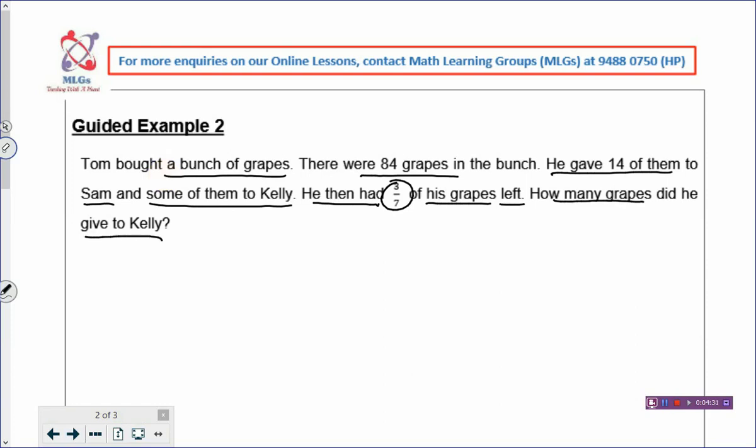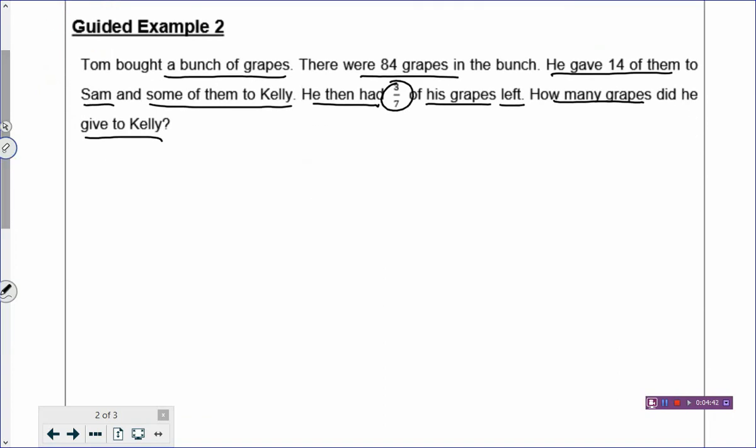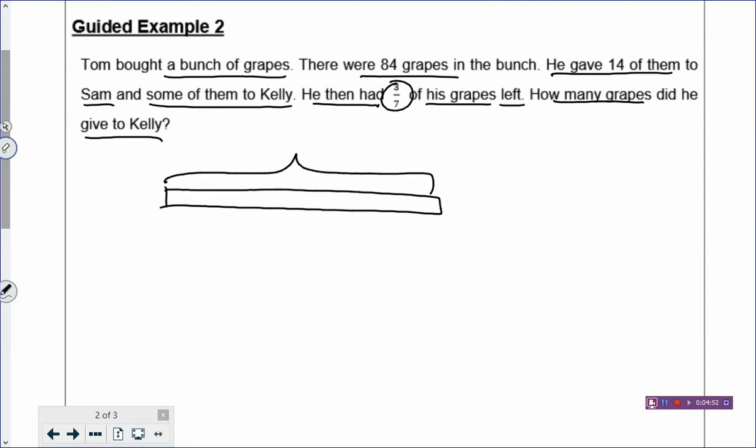Now when we draw the model, we always start from the beginning. All right, you don't draw anywhere you like. You always start from the beginning and you draw towards the end. So let's start from the first sentence. Tom bought a bunch of grapes. So I can draw a rectangle to represent the bunch of grapes. And there were 84 grapes in the bunch, so I can label 84.